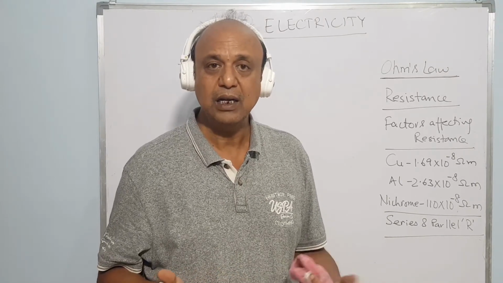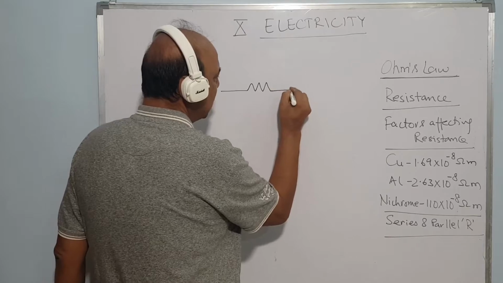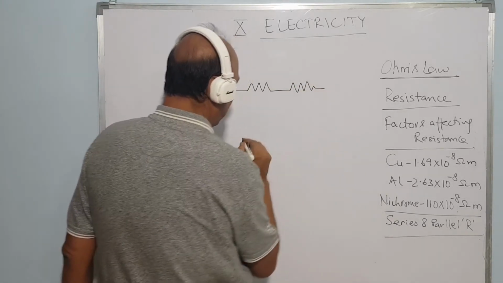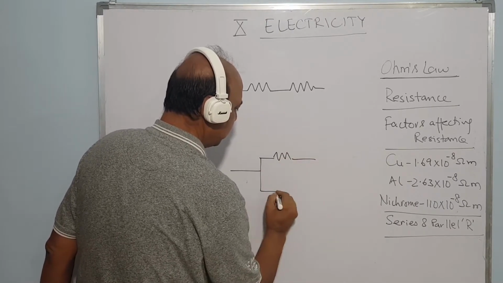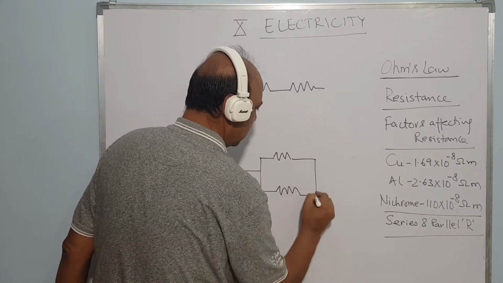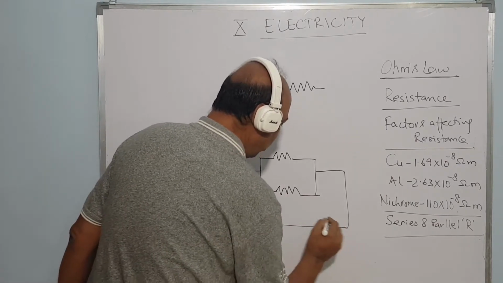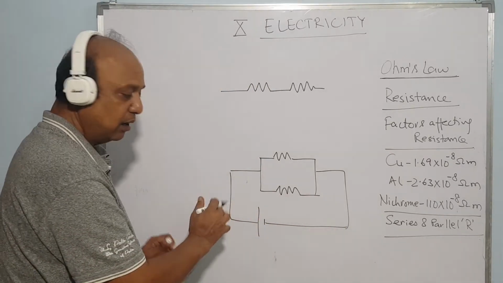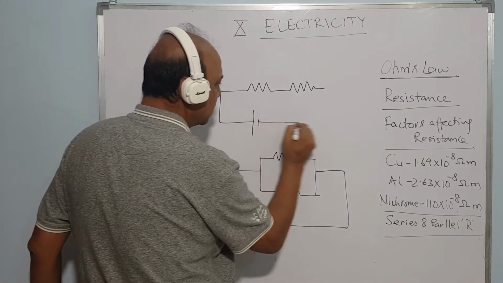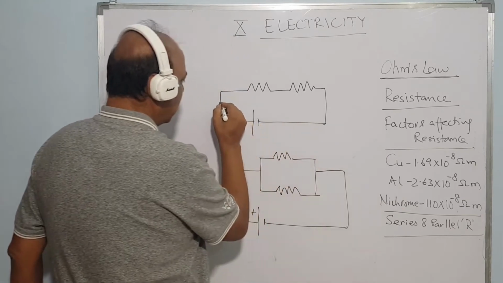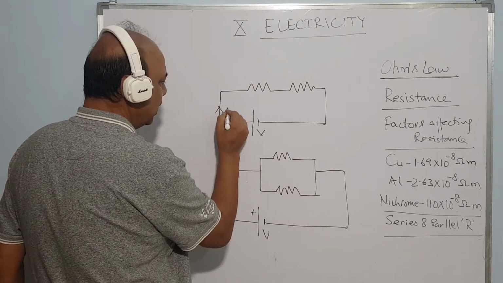Now we can combine the resistances. Suppose I have two resistors, I can either put them in series or I can put them in parallel. In both the cases, let us see what happens. I am not drawing the ammeter, voltmeter and the switch. I am just drawing a very simplified circuit diagram. If V is the potential in both the cases, current flowing is I.